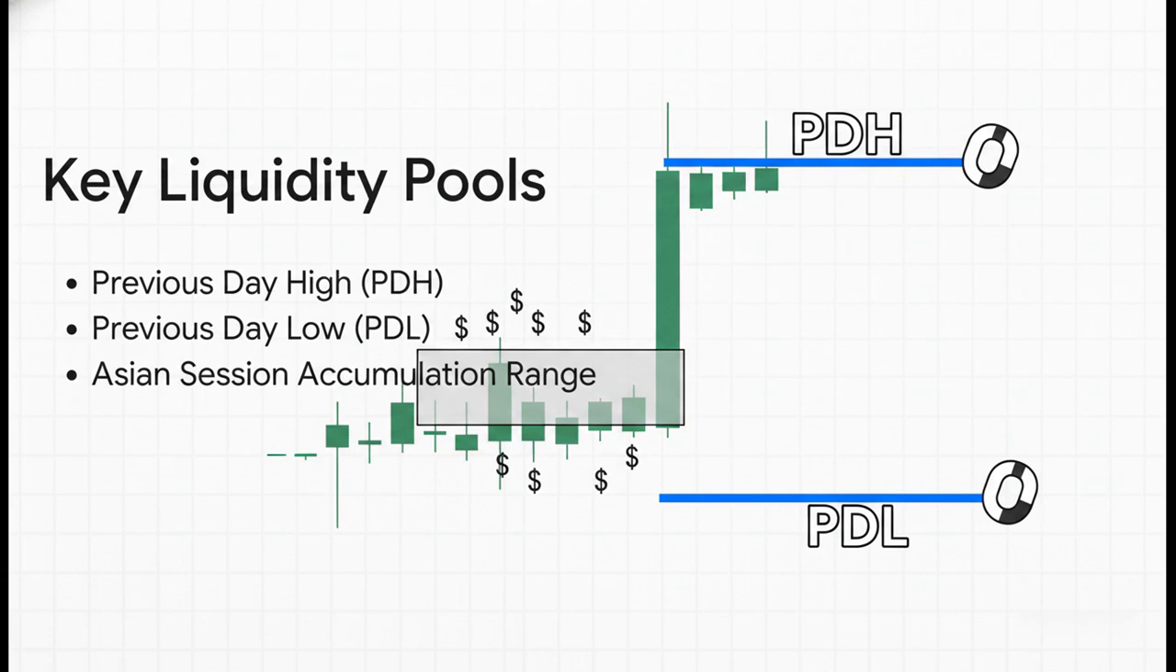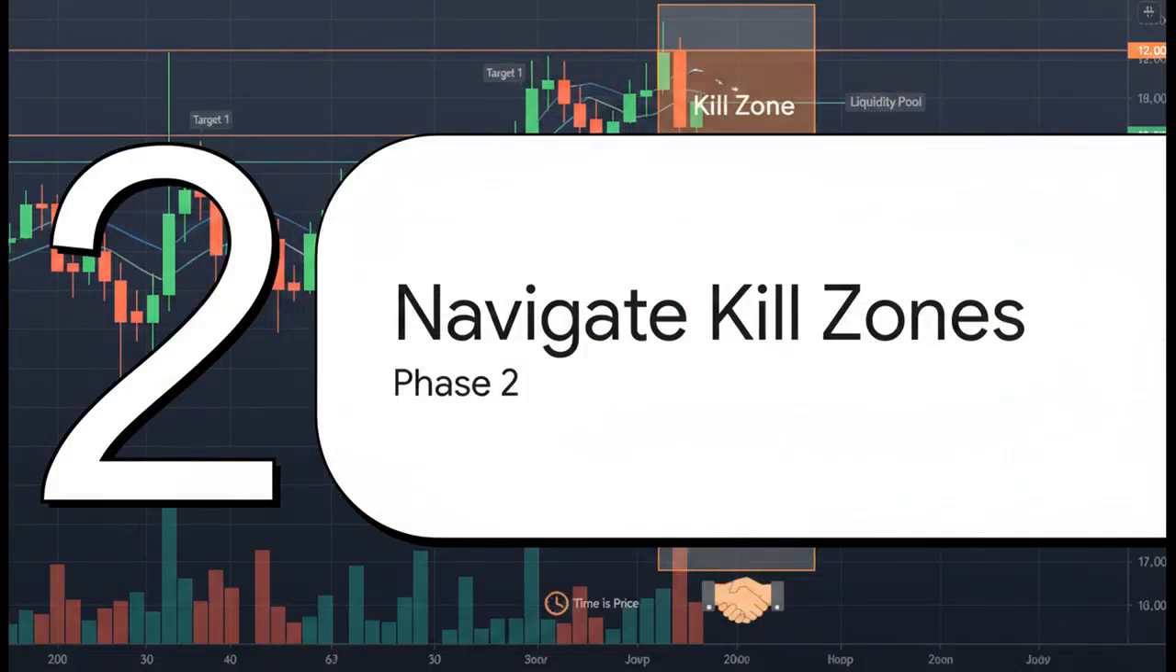Next, drop down your time frame and correctly mark the absolute highest high and lowest low printed during the Asian session, which is typically this very tight accumulation range. Smart money intentionally draws price to these specific extremes to trigger retail stop losses and build their own massive positions. These are your targets.